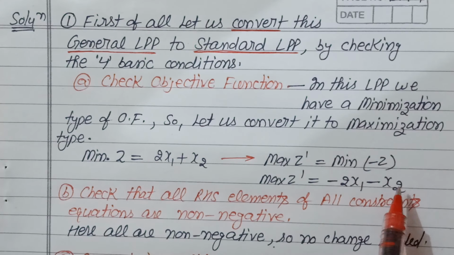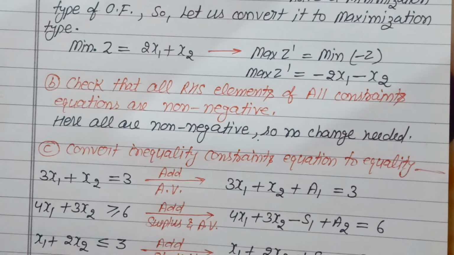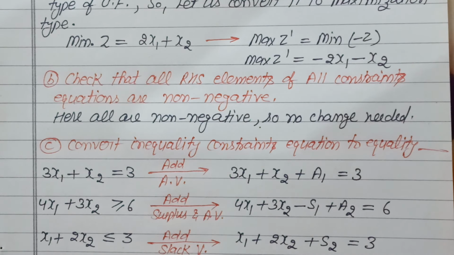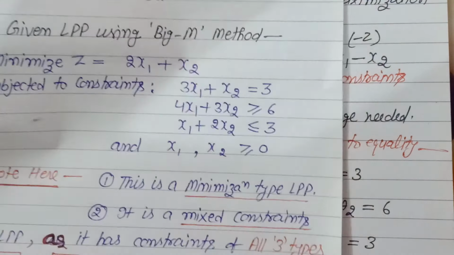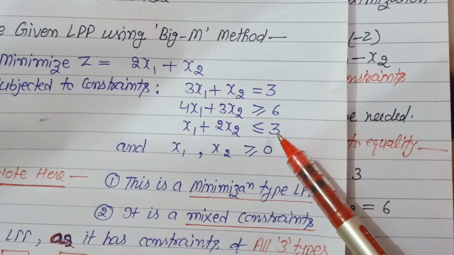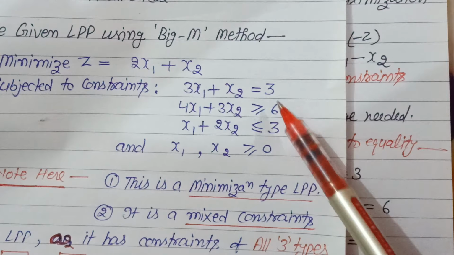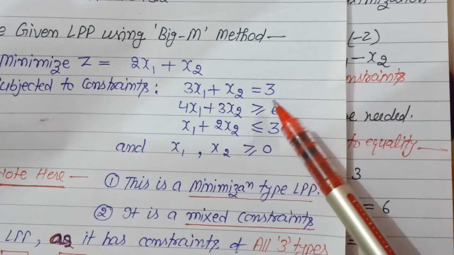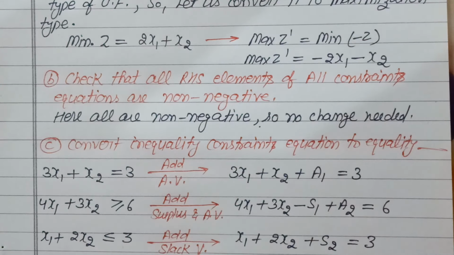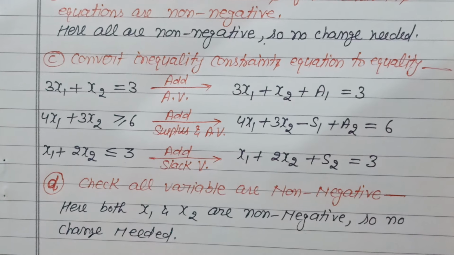minus x2. Now in the second step we have to check whether all the right hand side elements of all constraint equations are non-negative or not. Here you will see that these 3, 6 and 3, all right hand side elements of the constraint equations, are non-negative, so we don't have to change these values. The second condition is already satisfied. Now in the third condition we have to convert the inequality constraint equations to equality equations.